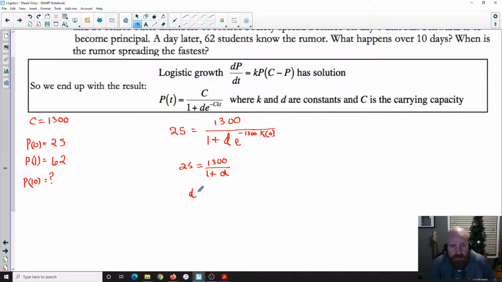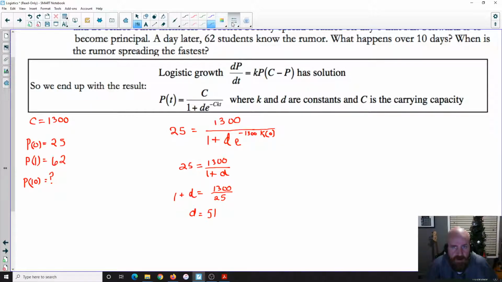So for the D value, we switch these two. I do 1,300 divided by 25 equals D plus 1. And then D would equal, let's see, 1,300 divided by 25 minus 1, which is 51. So D is 51. So we have that information now.